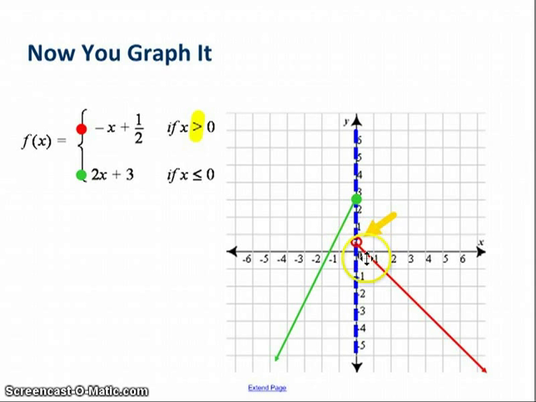Notice I've got an open circle for the red equation because the red equation is not allowed to equal 0. It has to be to the right. Whereas the green one, I've drawn in and colored in the dot where x is 0 because it is allowed to be 0.